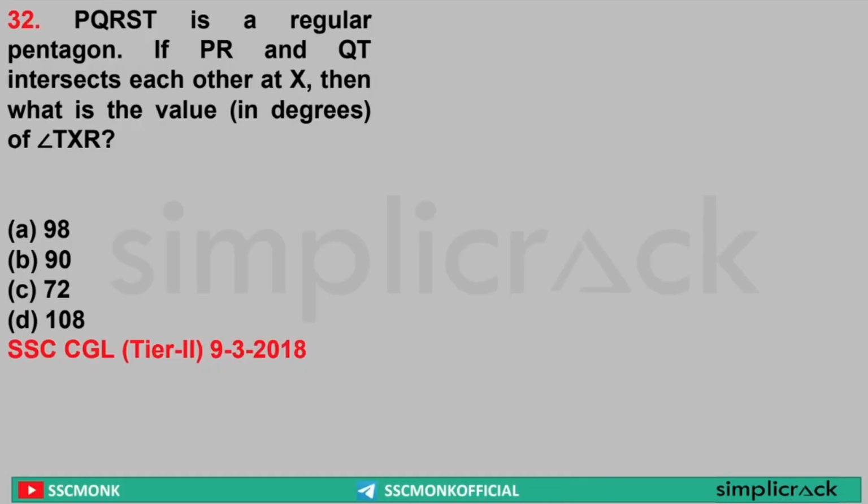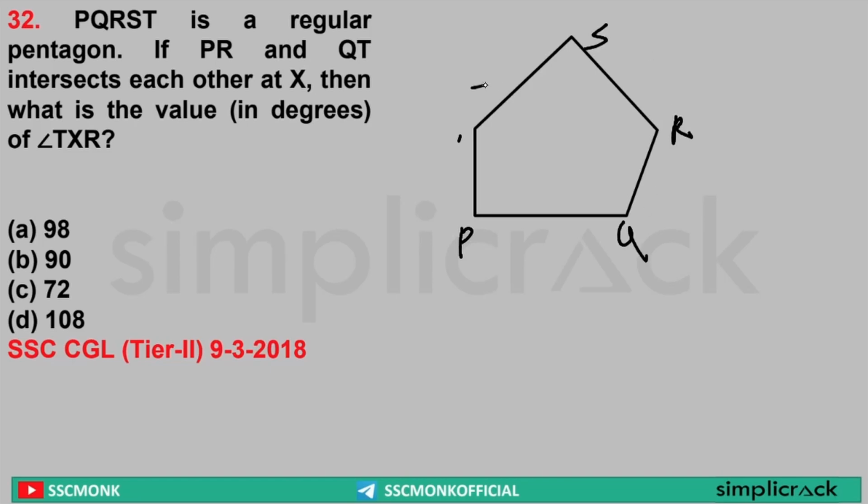Clear? Next, PQRST is a regular pentagon. PR and QT intersect each other at X. Then what is the value of TXR? Now say pentagon means this will look like this. Okay, now let's say this is PQRST. It is saying PR and QT intersect each other at X. Okay, now it is asking what is the value of TXR.